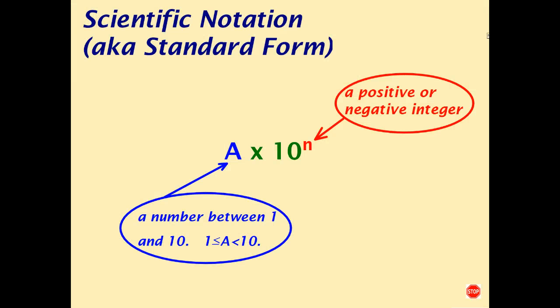Now, here's what scientific notation looks like. It's going to be a number between 1 and 10, and it can actually be a 1, so you could have 1 times 10 to the power of 6, but we don't write it as a 10. If there's a 10 there, we can actually turn it to a 1 and just change the power. So a number between 1 and 10 multiplied by a power of 10.